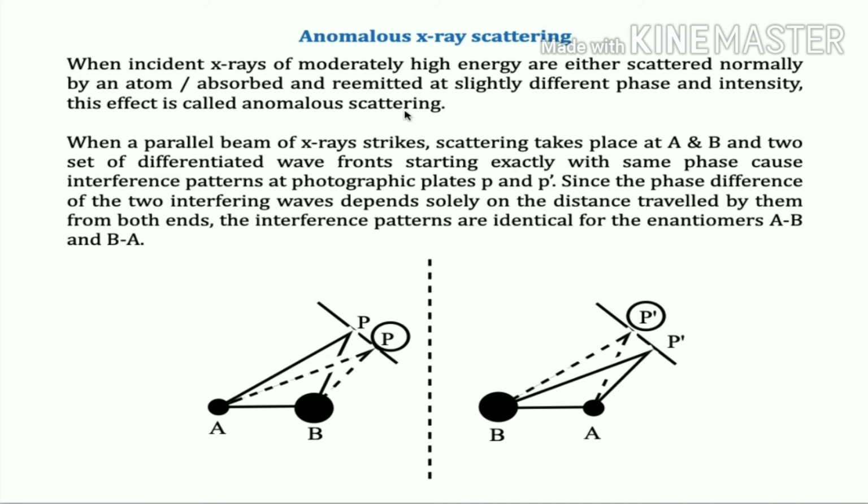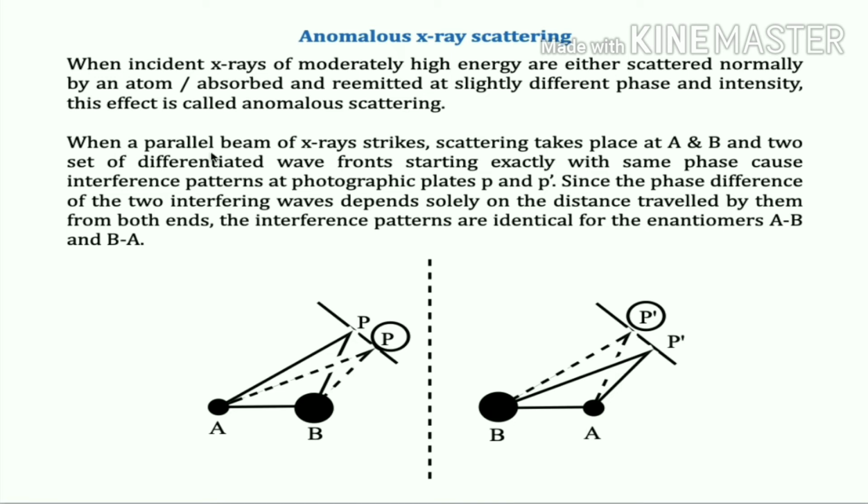Once again I will repeat: whenever you apply X-rays to a particular material, if the atom does not absorb, the X-ray gets scattered. Suppose the atom absorbs, then it re-emits, which means there will be a difference in phase and intensity. That effect is called anomalous scattering. Only a particular atom will do that. Based on this concept, we are going to assign the absolute configuration. So let us see how.